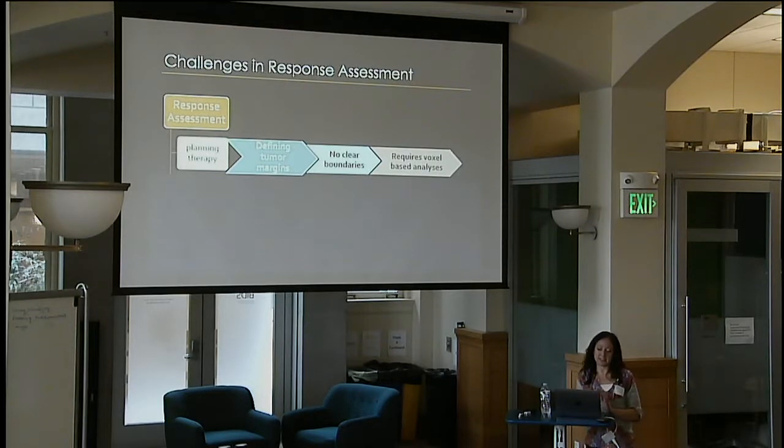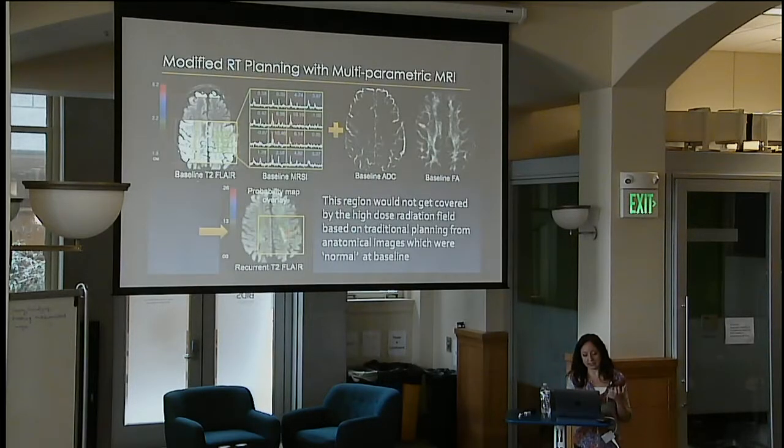Okay, the next category is challenges with response assessment. The first part of planning for radiation is determining where to deliver the dose. Defining tumor margins is difficult: you have no clear boundary of where the actual tumor is, and it requires voxel level, not just lesion level, analyses. So we have tried to use data from metabolic imaging along with diffusion and perfusion to come up with a map that predicts, before radiation, where recurrence is going to occur.